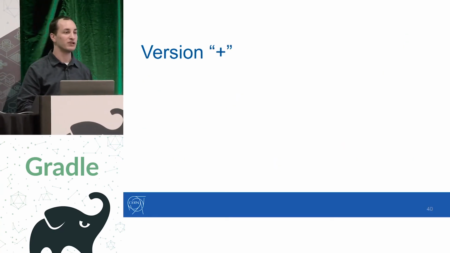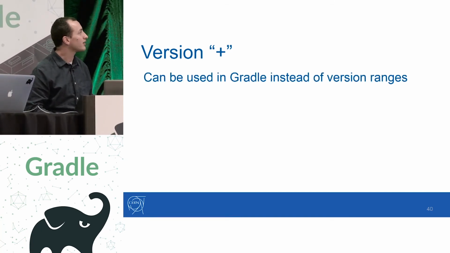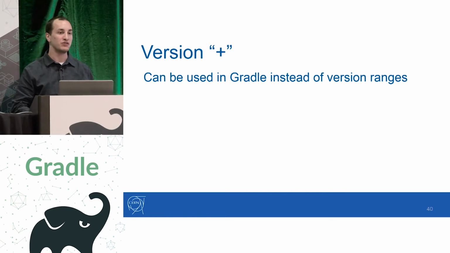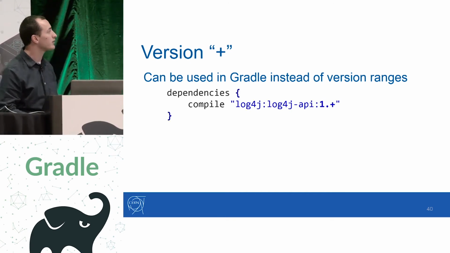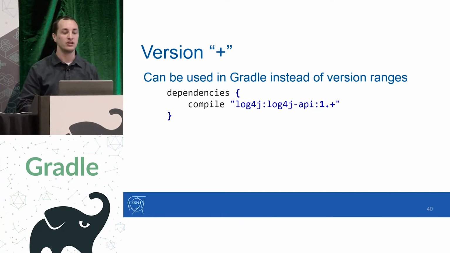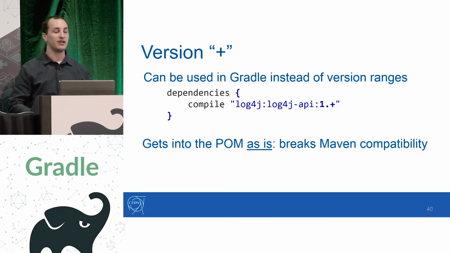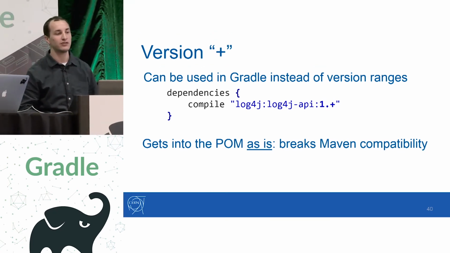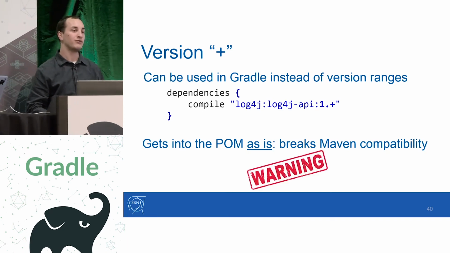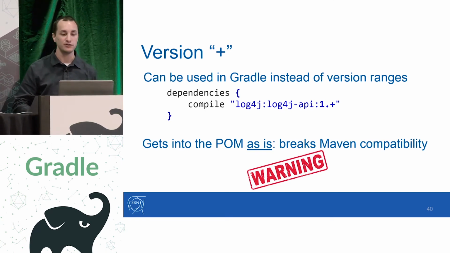There's a small thing I would like to mention, which is the version plus. This is something that is supported by Gradle, and you can use it instead of version ranges, kind of. So for example, if you define the dependency like this with 1.plus as its version, it will give you back the latest 1.something version. The problem we found with this is that it gets into the POM as it is, as a plus, and it breaks the compatibility with Maven. I mentioned before that we have to care about sharing our libraries with other institutes, and they use Maven. So be careful: if you have Maven clients as well, be sure that you don't use plus on your versions.